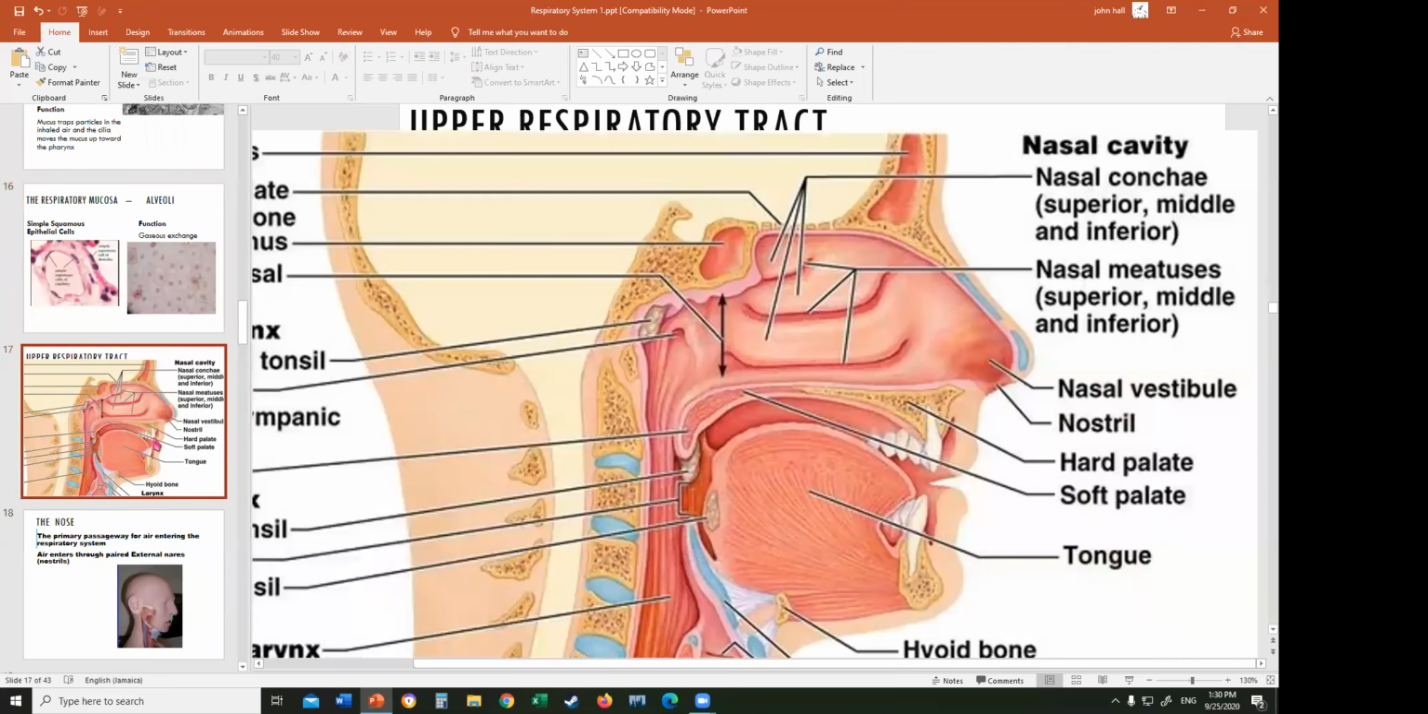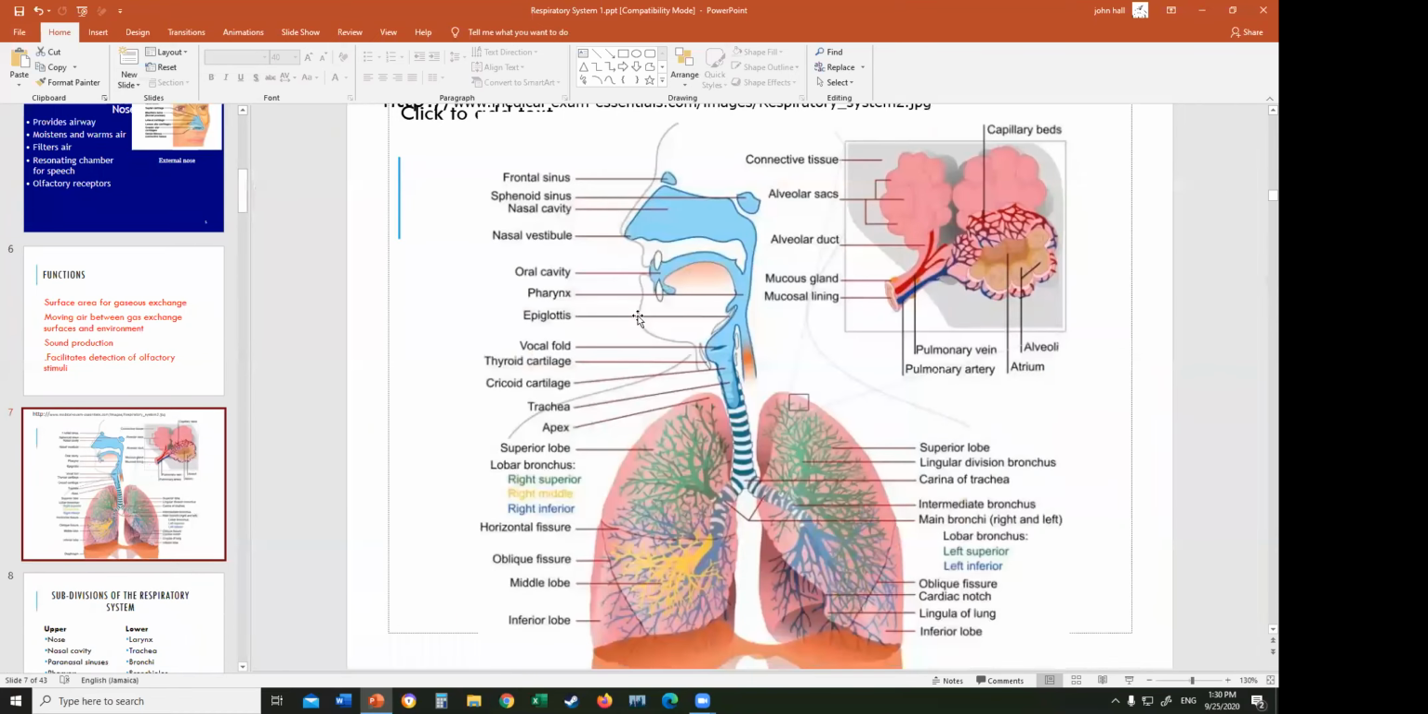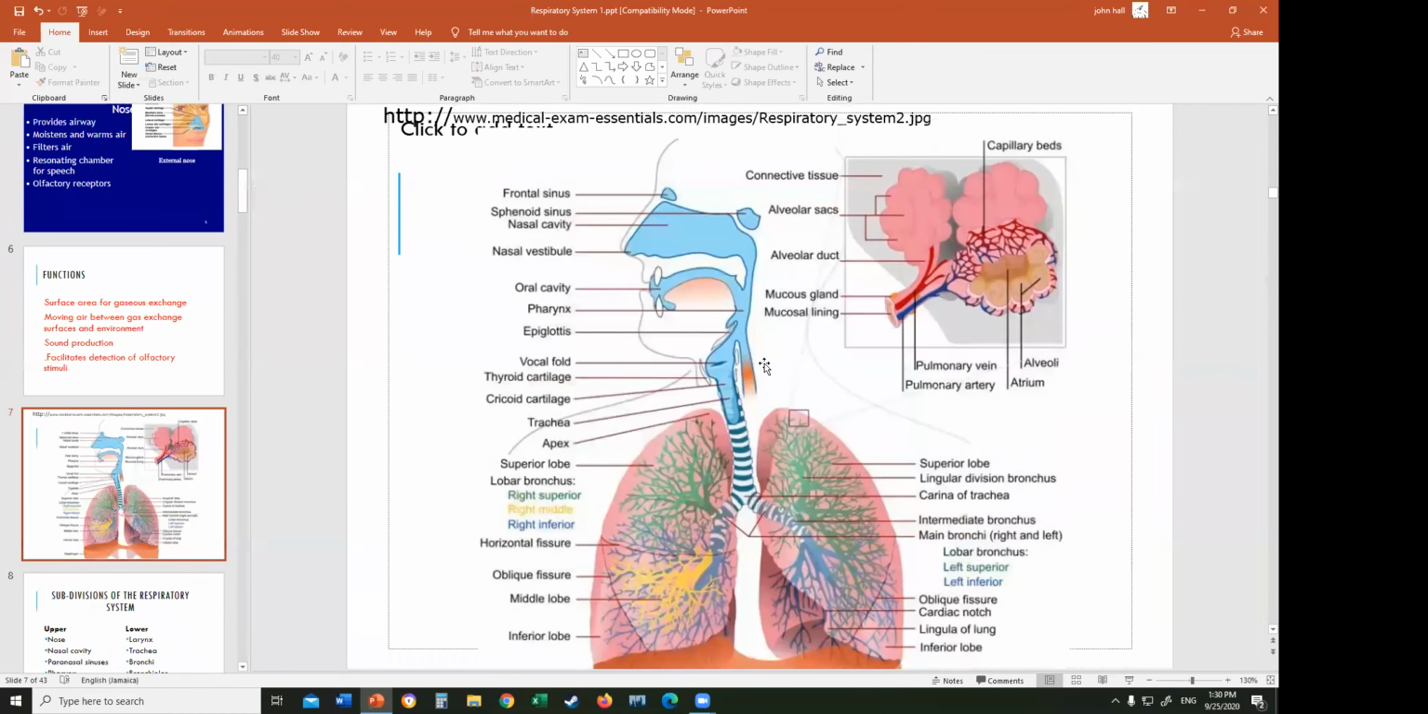This here now, I said, this is looking at the upper respiratory tract only, right? The initial diagram I showed you here is the whole thing, upper and lower, right? But I want you to notice that, as I said to you earlier, this is a generalized look at the respiratory system.